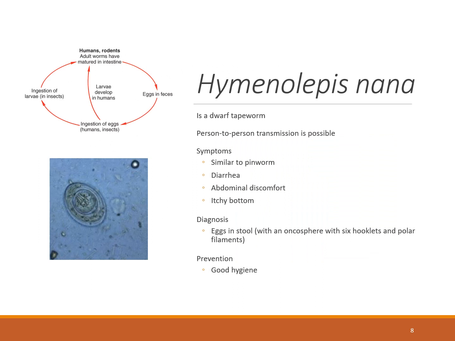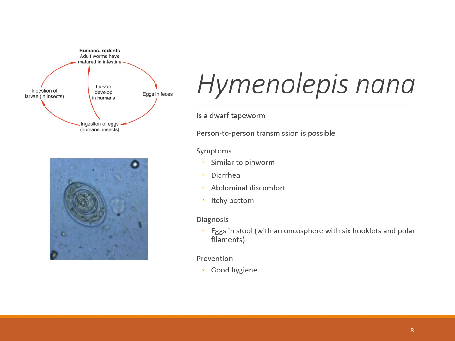Hymenolepis nana is also known as the dwarf tapeworm. This is a person-to-person transmission. This organism has symptoms similar to a pinworm infection, but you can have a light asymptomatic infection, or you can have a heavy worm burden that can cause abdominal pain, diarrhea, headaches, dizziness, as well as itchy bottom. This organism is diagnosed based on eggs in the stool.